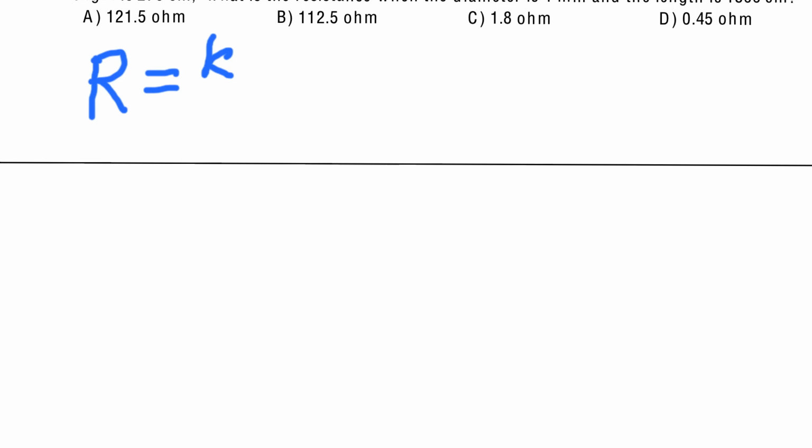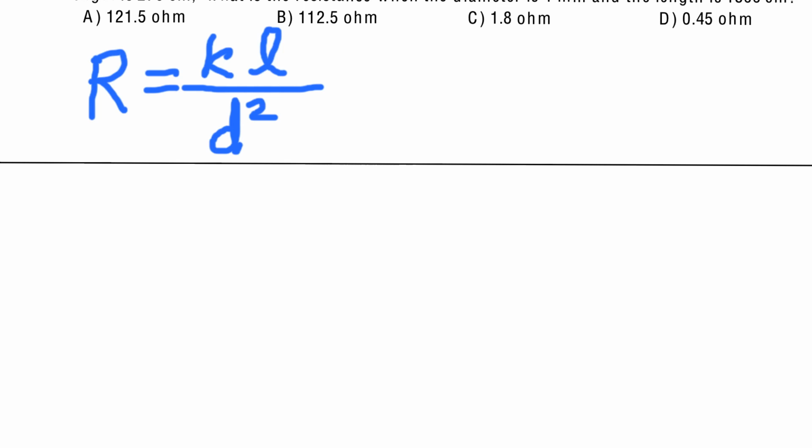Okay, so the resistance of the wire varies directly as the length, so it'll be K times L, and inversely as the square of its diameter. So the diameter goes under here and it's squared. Okay, so it's directly with the length, inversely with the diameter squared.